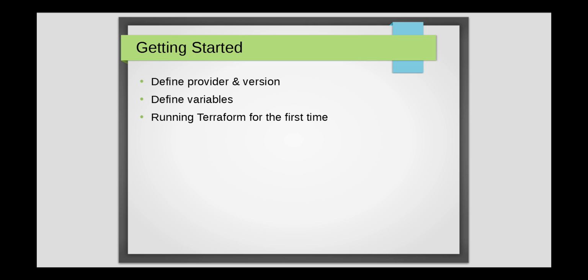We're also going to define the variables. So we have two variables so far. These are the CodeStar connector and the Docker Hub credentials that we put on the secrets manager. We're going to define them as variables for now, and we're also going to run Terraform for the first time to start using the S3 bucket for the state file.